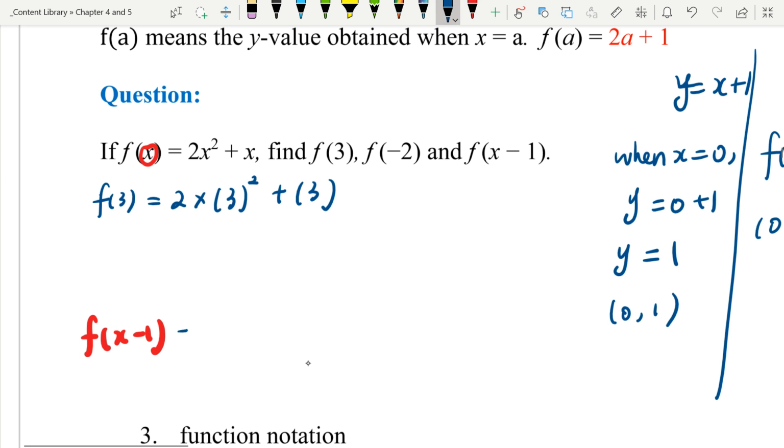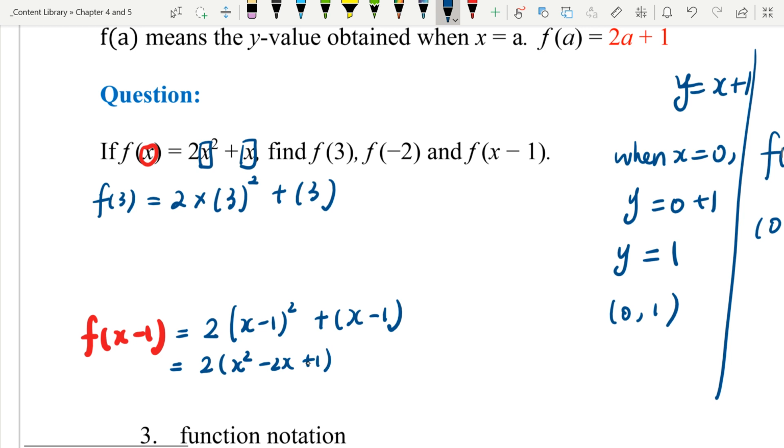So therefore, this will equal 2. When I meet x, that x needs to be changed into x minus 1. When I meet another x, that x needs to be changed into x minus 1. So that's 2(x minus 1) squared plus (x minus 1). That's 2x squared minus 4x plus 2, plus x minus 1, so that's 2x squared minus 3x plus 1.